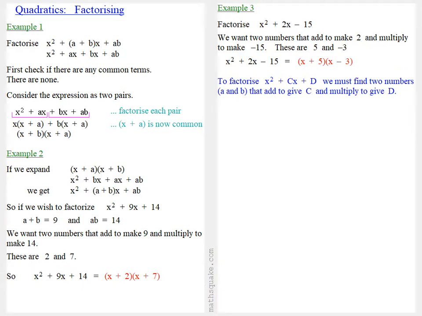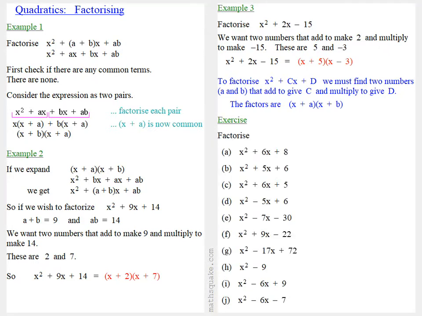In other words, to factorise x squared plus cx plus d, we must find two numbers, a and b, that add to give c and multiply to give d, and then the factors are (x plus a) times (x plus b). Below is an exercise of quadratic expressions which you're asked to factorise. Pause the video and have a go at them, and then afterwards I'll go through them.